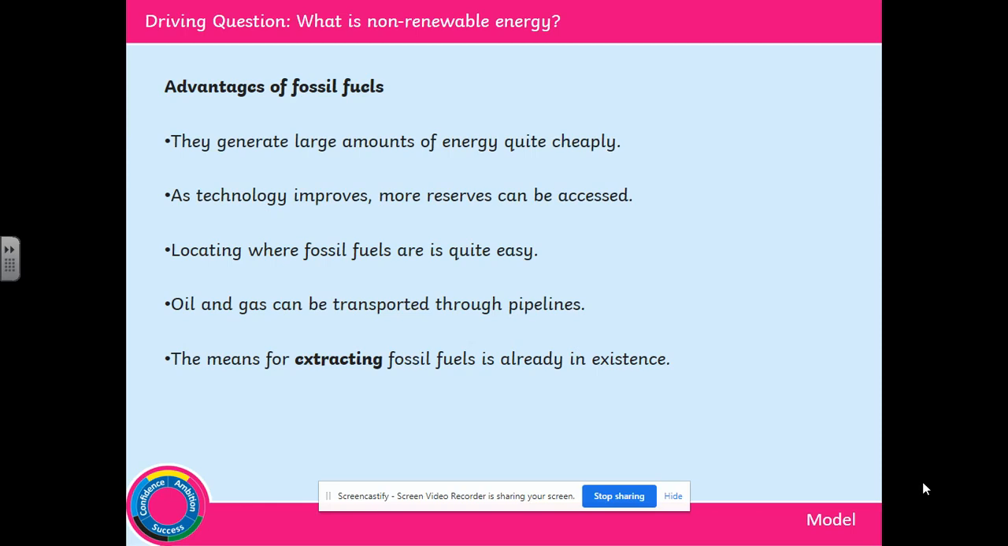As technology improves, more reserves can be accessed. Locating where fossil fuels are is quite easy. Oil and gas can be transported through pipelines. And last but not least, the means of extracting fossil fuel is already in existence. Now, with most of the natural resources, we have to come up with different means, avenues, and technology in harvesting these resources.